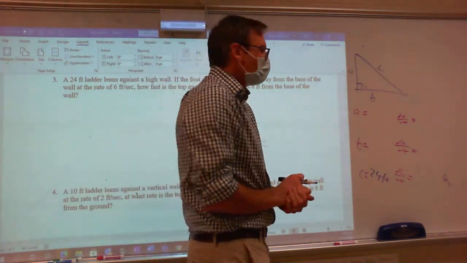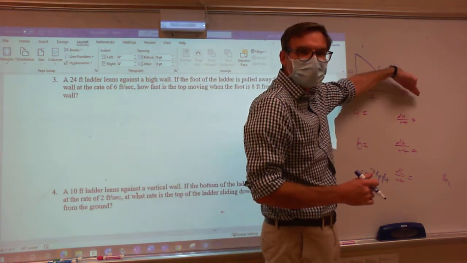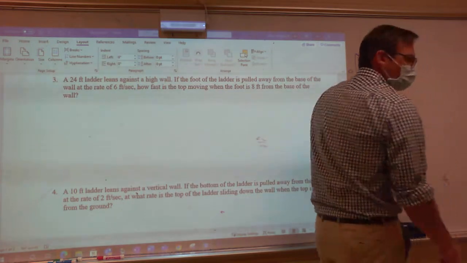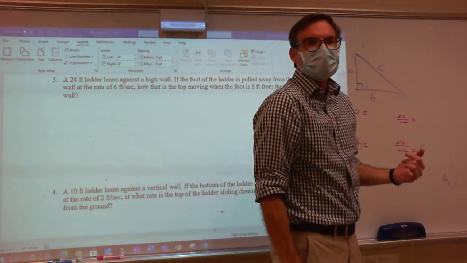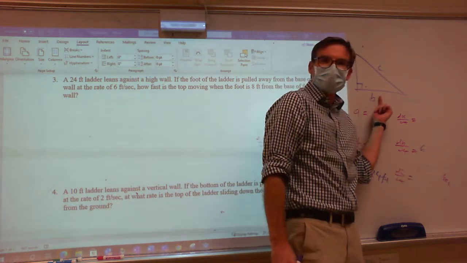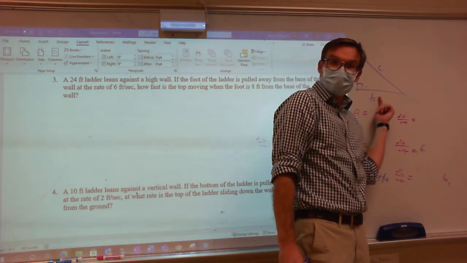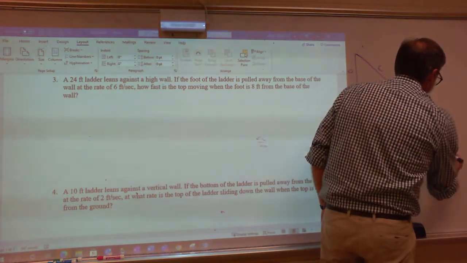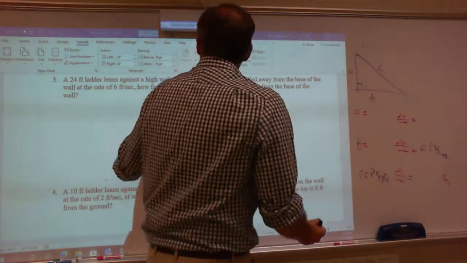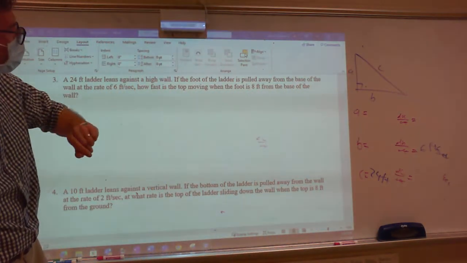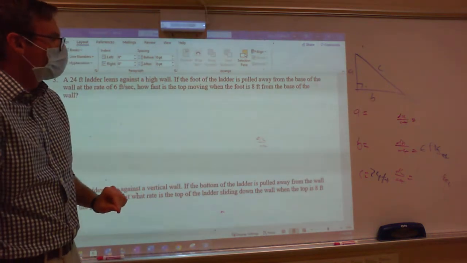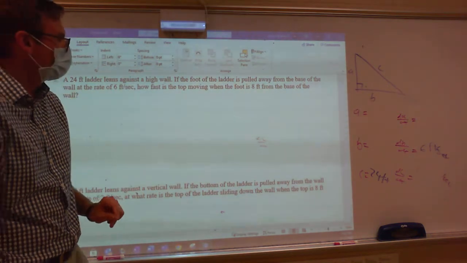Yeah. Because this is the ladder. If it's being pulled away, this length is getting bigger. And so that's 6. Is it positive or negative? Is this line getting bigger or smaller? Positive. This line's getting bigger, so it's positive. So that's going to give us feet per second. Okay? How fast is the top moving when the foot is 8 feet from the base? Where's the 8 go? B.